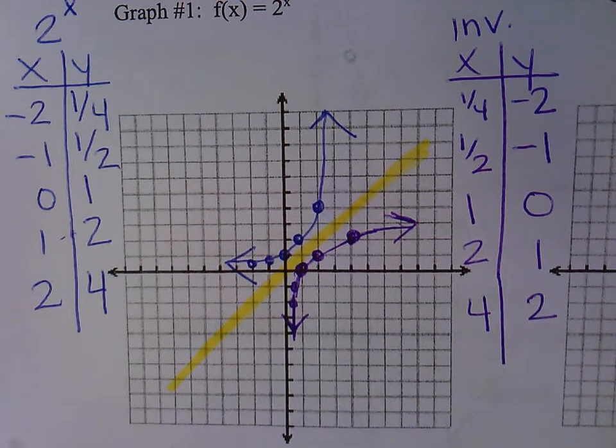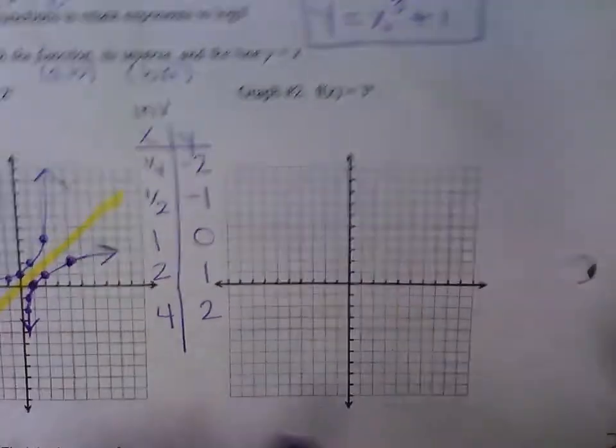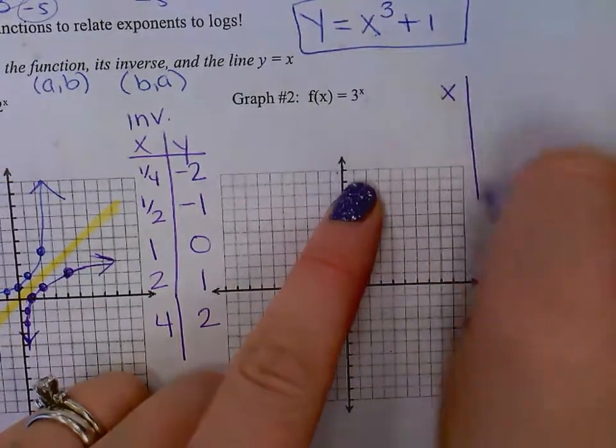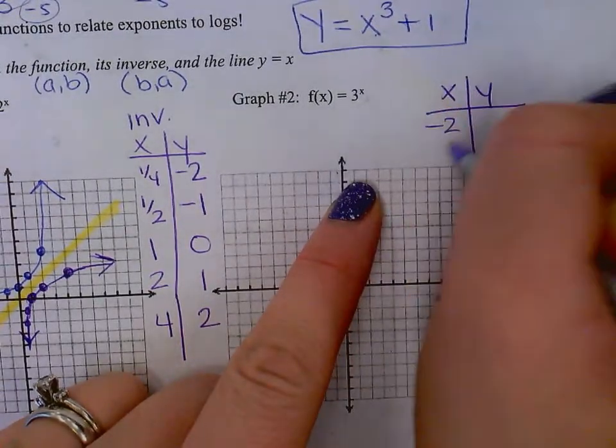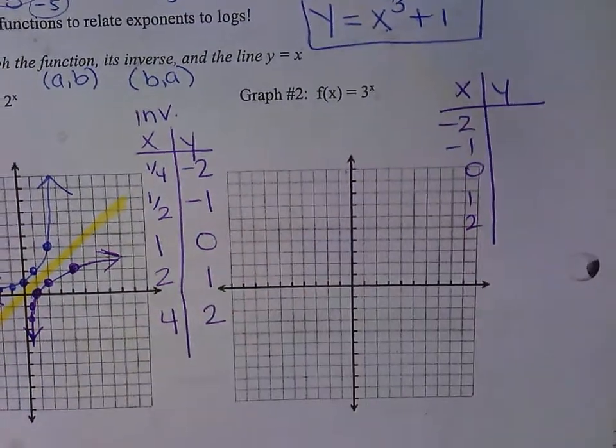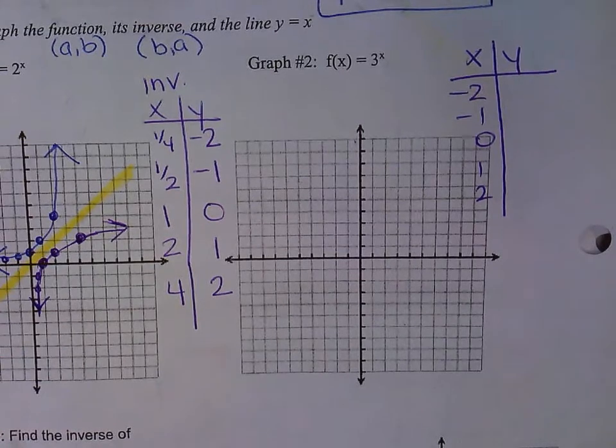All right, let's see if we can do one more. See if you can do graph number 2 on your own. So come up with your x, y values. I'm kind of out of space. X and y for 3 to the x. And then see if you can graph the inverse on the same axis. So graph 3 to the x first. It looks almost the same as what we got over here, slightly stretched.